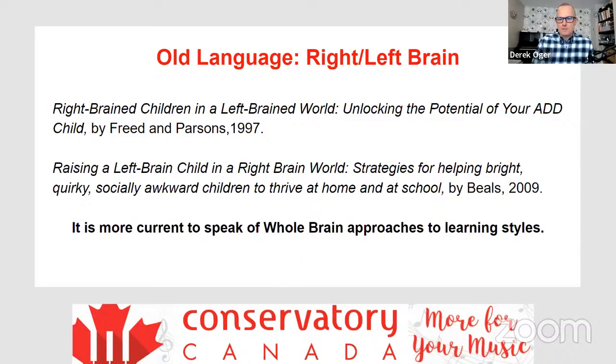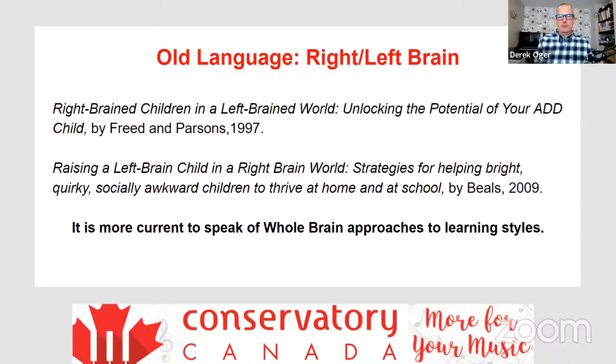And one thing that I stumbled across about 15 years ago, 2 books. One was called Right Brain Children in a Left Brain World, Unlocking the Potential of Your ADD Child, which was neat. And then about 12 years later, another book was published, Raising a Left Brain Child in a Right Brain World, Strategies for Helping Bright, Quirky, Socially Awkward Children to Thrive at Home and at School. It's kind of neat, 2 different books, both really valuable. I read them both, they were great.